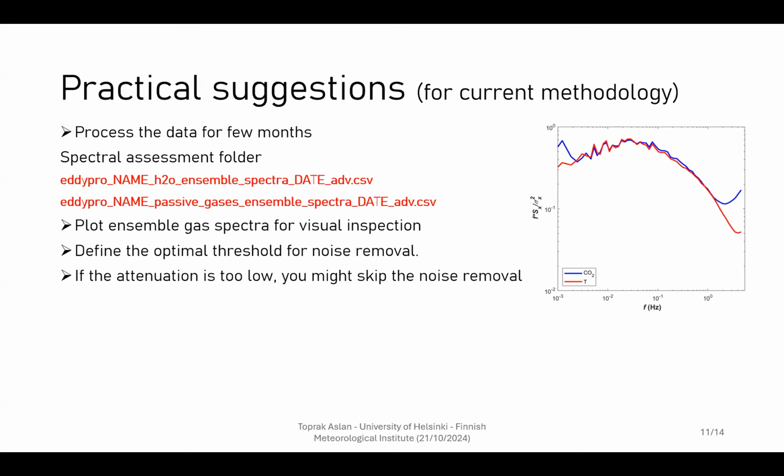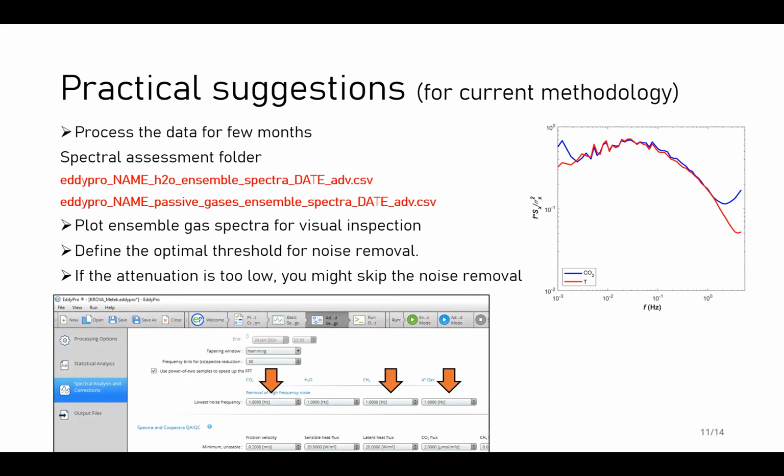Let's say you thought that 3 Hertz is a good choice for you. Then you come back to the spectral assessment section in EdiPro, change the threshold here, and reprocess your data. Another important thing to highlight is that if you think the attenuation is very low in your data, and this is the case here actually, maybe it is better to skip the noise removal procedure. So how to do it? You can set the threshold bigger than 5 Hertz if you have 10 Hertz data sampling. Then basically you can skip this procedure.